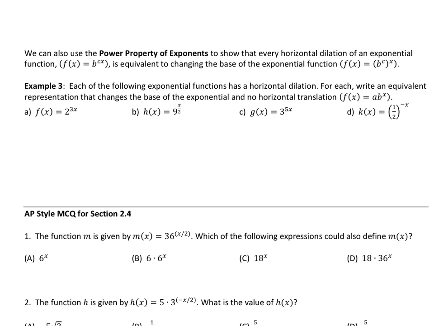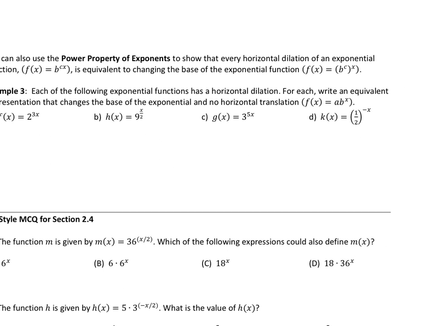So this is also pretty important. It doesn't have a box around it, but I would put like a bunch of highlights just like on the front side next to this right here. This is telling me that we can use the power property. That's the second property where you have multiplying means adding to show that every horizontal dilation of an exponential function is equivalent to changing the base of the exponential function. This is basically the only time you will ever change the base of an exponential. That's not something you will typically do unless you have a power to a power. It does change your base.